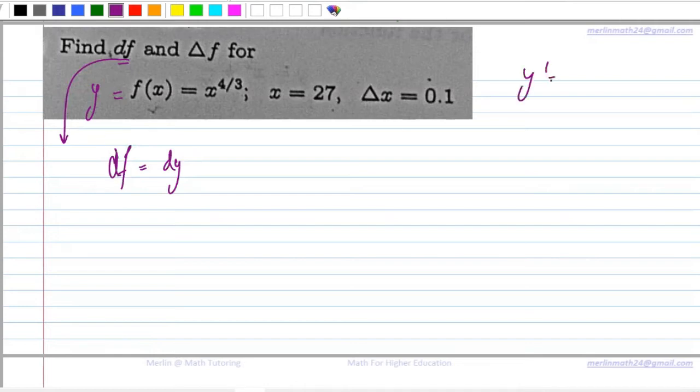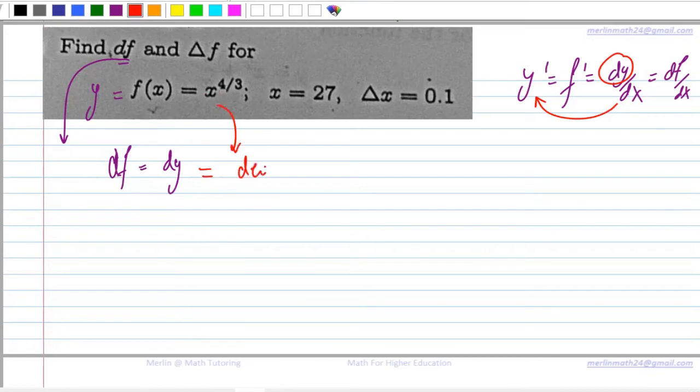Because we know y prime is f prime, which is dy over dx, or it is df over dx if they want to use f. It's the same thing as dy. So when they ask you to find dy, it means you want to write that in terms of dx. So you still do the derivative, and you put dx. So dy means the derivative right here times dx.